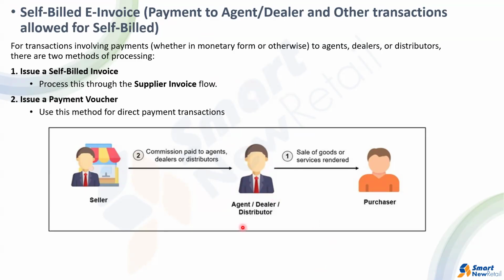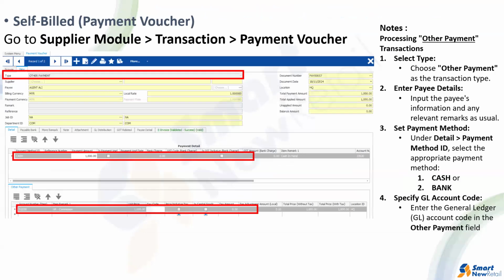At first, your agent or your dealer opens sales of goods or services to the purchaser. So after that, you are billing to the agent or dealer. So you open a self-bill here. Self-bill payment voucher, for example, because you are trying to provide commission to your agent or something, you're billing them or they're billing you, because it is self-bill.